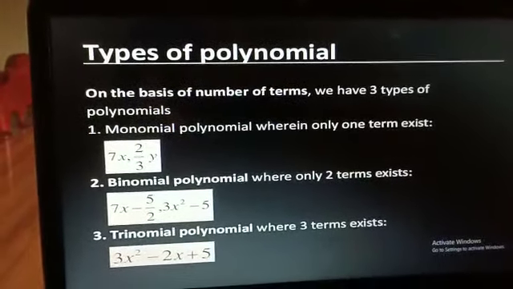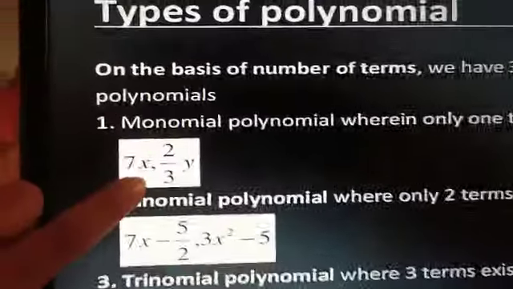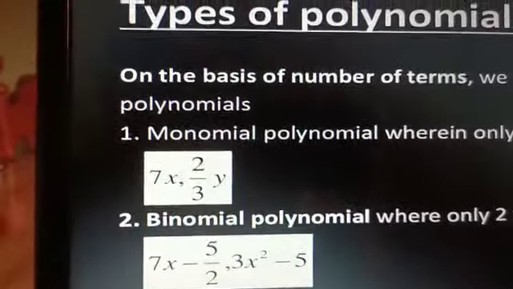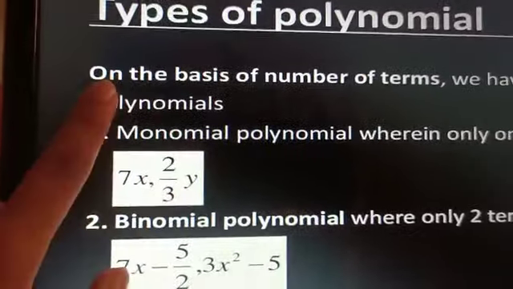Now we look at it on the basis of how many terms are present. If there is only a single term, like only 7x or only 2 by 3y, then the polynomial is said to be a monomial, single term.